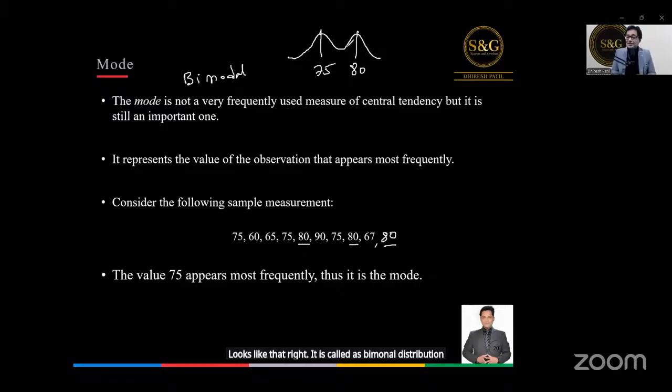Okay? But this is not a normal distribution. Normal distribution is always unimodal. Always has one mode. Okay? Clear? This is called mode.